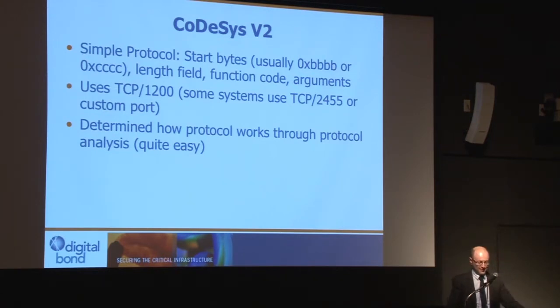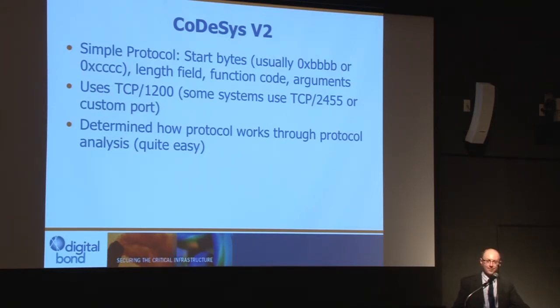So the CoDeSys version 2 protocol is quite simple. The protocol starts with a sequence of 2 bytes, 0xBBBB, that's hexadecimal, or some of the data packets begin with 0xCCCC, also hexadecimal bytes. The protocol then has a 4-byte length field, and then a function code, which is usually just a single byte, and then arguments to the function being called.